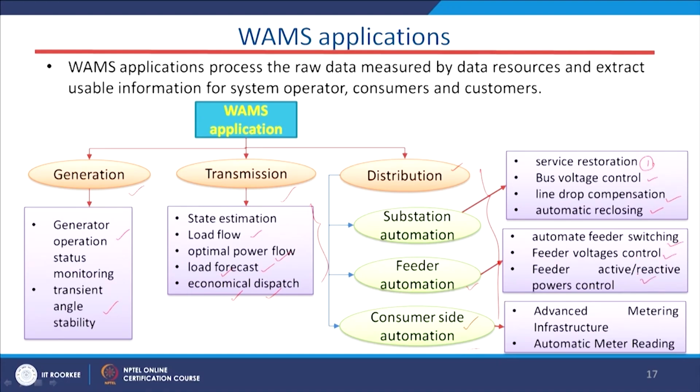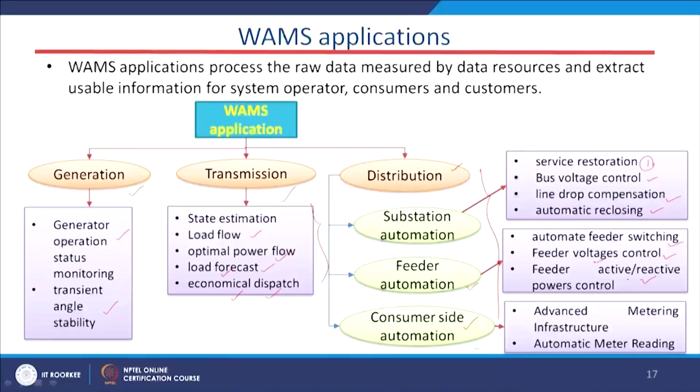This active and reactive power control is very important as far as feeder automation is concerned, where the load changes from time to time. The load is not static in nature, it is dynamic. So obviously the active and reactive power are going to change. That is why voltage control and active and reactive power control are important in feeder automation. For customer side automation, we have advanced metering infrastructure and automatic meter reading.